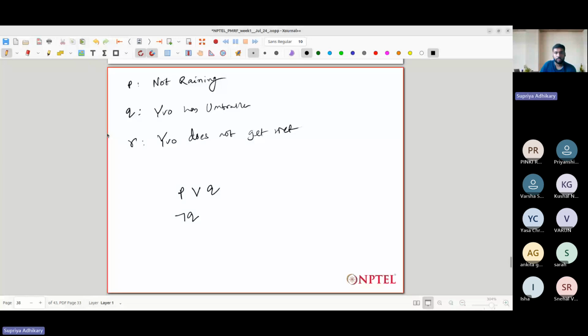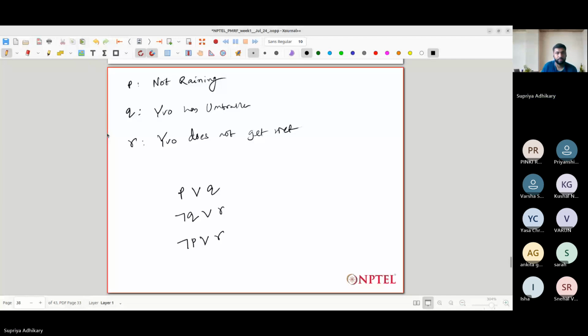And the third hypothesis is negation P, or what doesn't get wet. And this is the final equation, as UFO does not get wet, which is R.